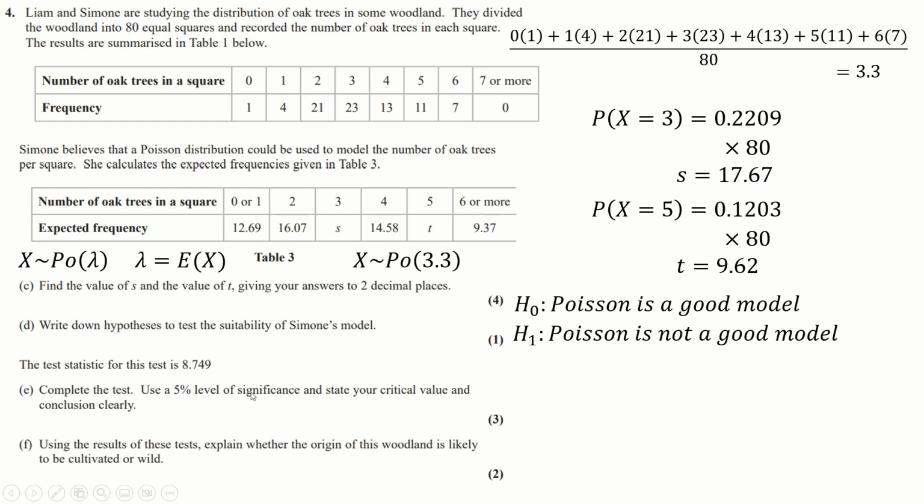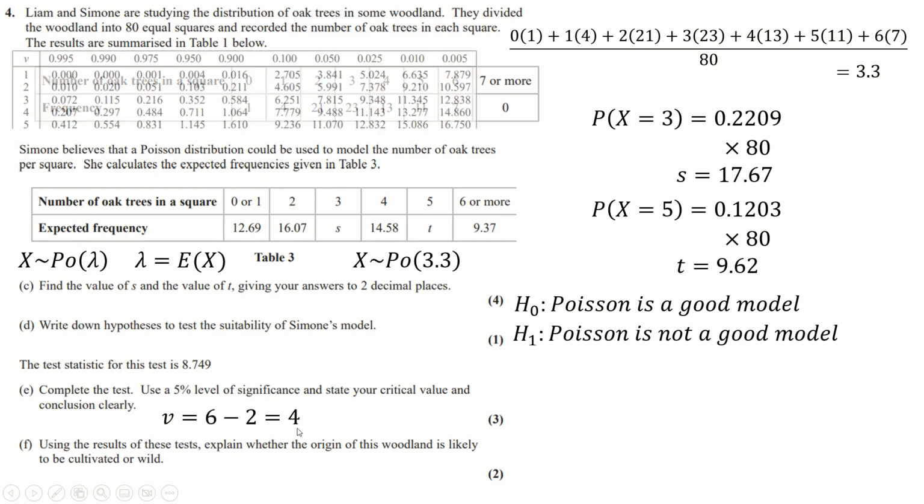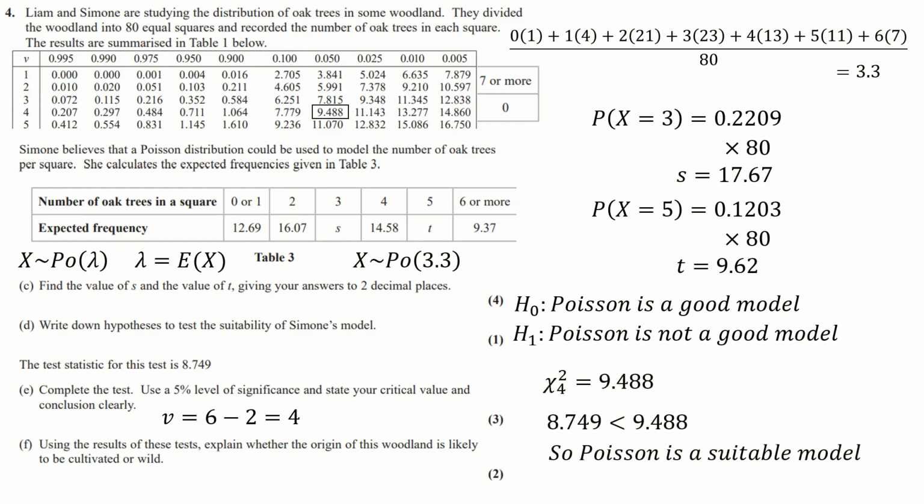So we need to say, firstly, degrees of freedom. We've got 5 columns. No, we haven't. We've got 6 columns. 1, 2, 3, 4, 5, 6. Take away 2 because they have to add up to 80 and because she did some calculation. So that gives us 4. The table at 4 here with 0.05 is this number here. And the value they've given us is less than that, so we're not in the critical region, and therefore it seems like a suitable model.